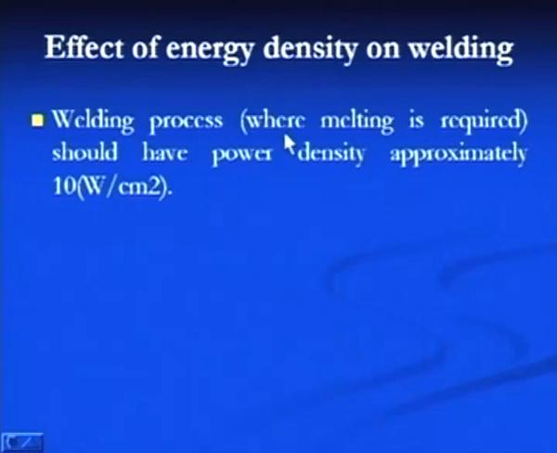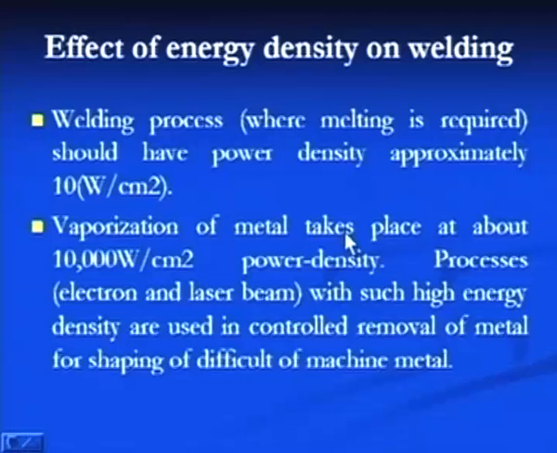In welding processes where melting is required, like in all fusion welding processes, the power density should be more than 10 watt per centimeter square, so as to get the faying surfaces in molten condition and to produce the joint. Vaporization of the metal takes place at about 10,000 watt per centimeter square power density, and this high power density is normally obtained in radiation based processes like electron beam or laser beam welding, where such a high energy density is used for controlled removal of metal for shaping of difficult to machine metals.